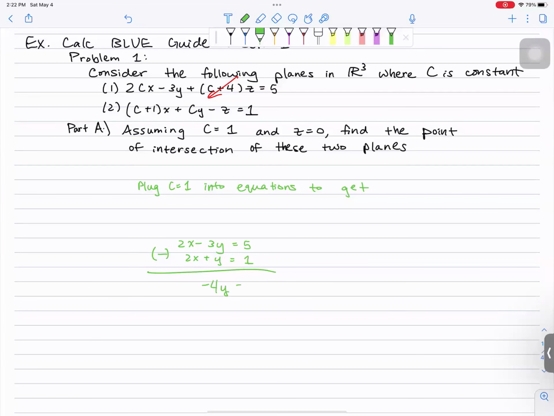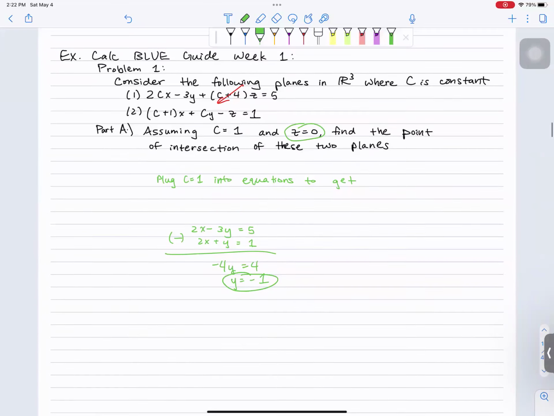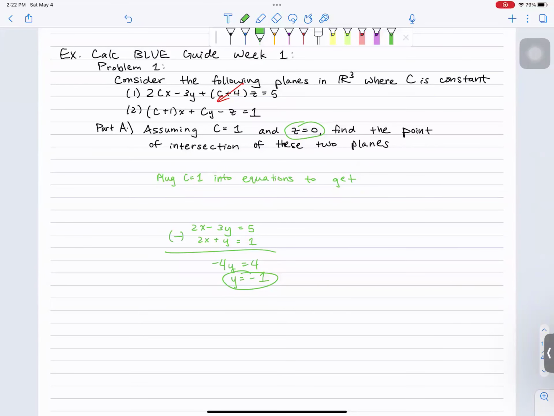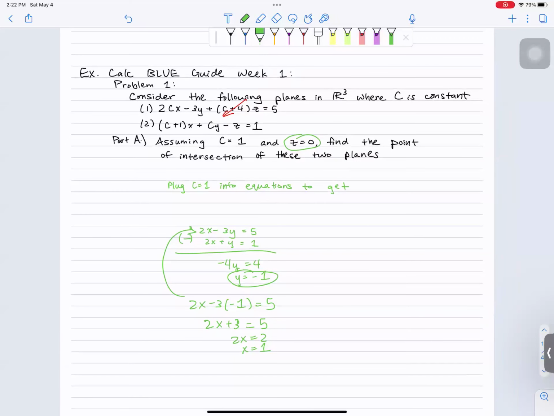So now I know z equals 0, y equals -1. Now I just have to solve for x. So I can use any one of my equations. Let's just use this first equation and say 2x minus 3y is now -1 equals 5. So 2x plus 3 equals 5. 2x equals 2, x equals 1. So the point of intersection is 1, -1, 0.